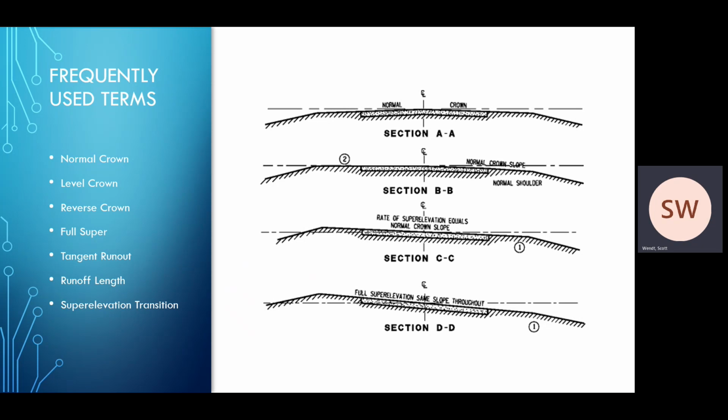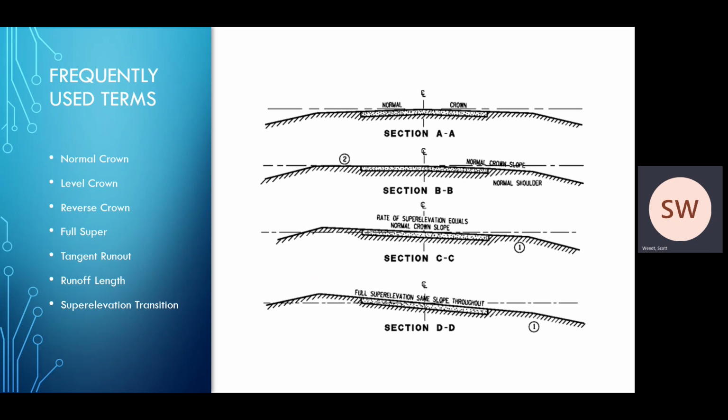We'll also see our tangent runout, and that's the distance it takes for our roadway to rotate from normal crown to level crown, and our runoff length, which is the distance our roadway rotates from our level crown to full superelevation. Our superelevation transition is the sum of our tangent runout and runoff length.